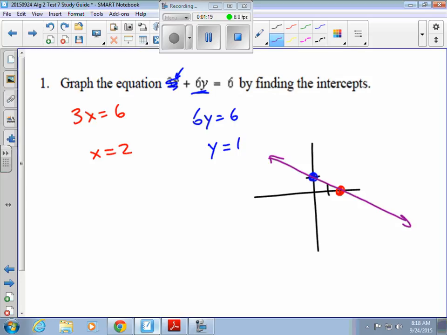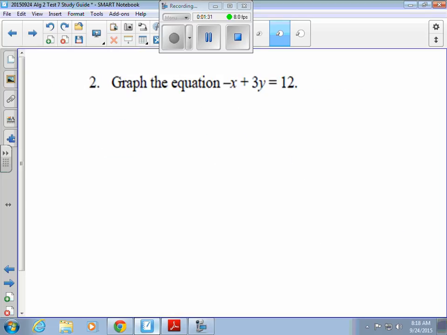If, when you get to the test, you forget about x and y intercepts, make it y equals mx plus b and graph mx plus b. Okay? 2 different methods you can use. Most people are more familiar with that method. That being said, this one says graph negative x plus 3y equals 12. It doesn't tell you which method to use. So the easier method here is also using the x and y intercepts because it's nice and neat. But most of you probably did not do that.